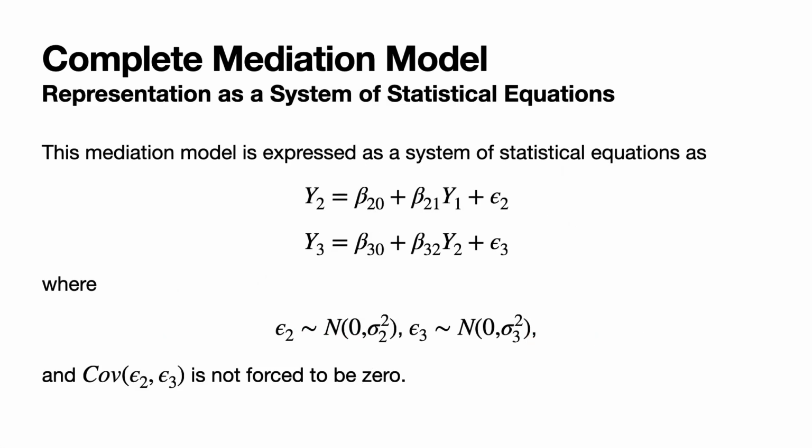Now, this complete mediation model is expressed as a system of statistical equations in the following way. The mediator, y2, is equal to beta 2 0 plus beta 2 1 times y1 plus epsilon 2. y3, the response variable, is equal to beta 3 0 plus beta 3 2 times the mediator, y2, plus the error term epsilon 3. And again, the error terms, epsilon 2 and epsilon 3, are assumed to be normally distributed with a mean of 0 and with their own individual variances, sigma 2 squared and sigma 3 squared.